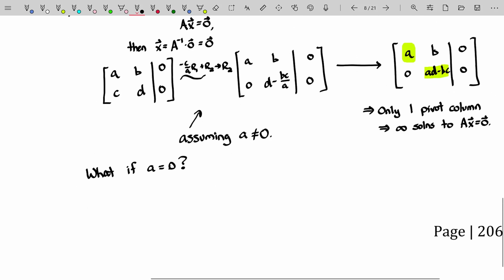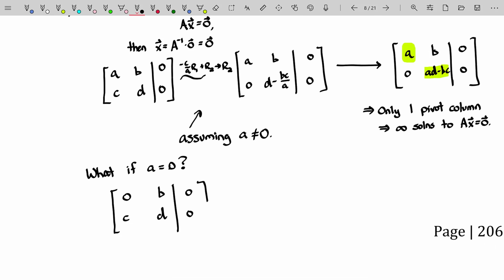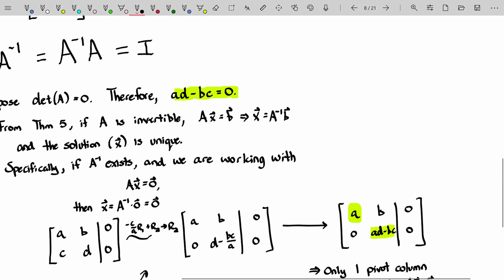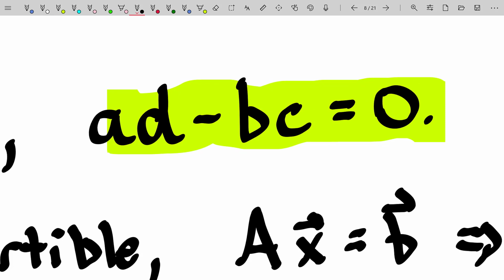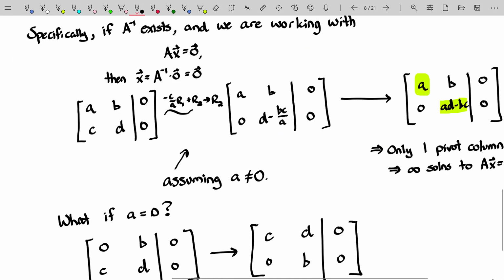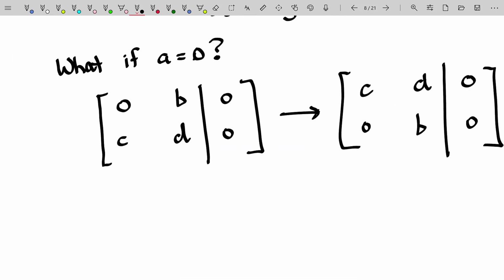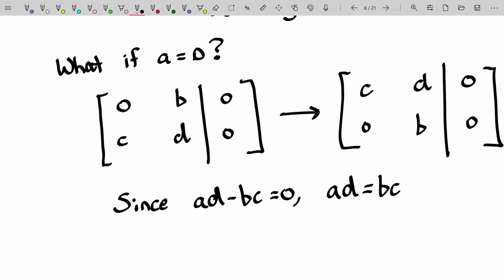Well, if A is 0, we can go back up to our original augmented matrix. We would get 0, B augmented with 0, and C, D, again, augmented with 0. And you may say, great, let me swap rows, and it really does look like this has two pivot columns in the coefficient matrix, and so therefore it should only have one solution. However, we do have a condition that we need to keep intact. We have this condition right here, that A times D minus B times C must equal 0. So since AD minus BC must equal 0, the product AD must equal the product of B and C. And if A is 0, that would imply that 0 is equal to B times C. So either B is 0 or C is 0.